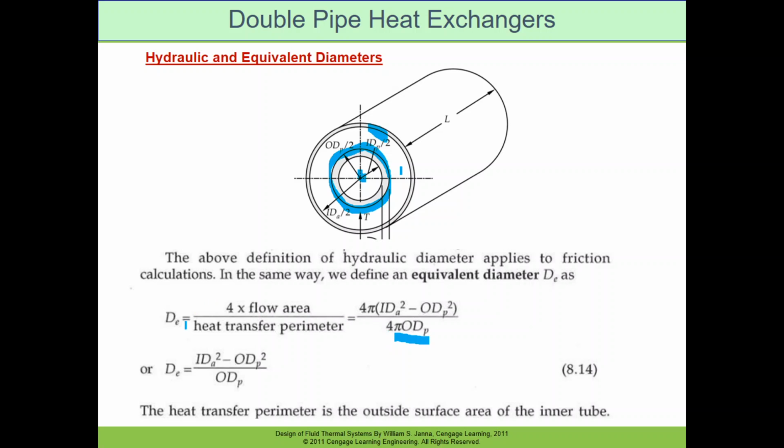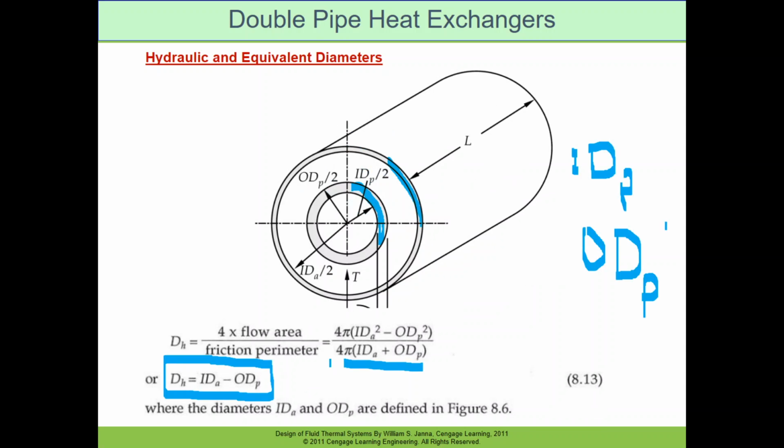Our equivalent diameter, now we call it equivalent diameter, we are not calling it hydraulic diameter. So the equivalent diameter DE is 4 times the flow area divided by the heat transfer perimeter. So 4 multiplied by pi by 4 and D, this flow area. The flow area means IDA square minus ODP square. So this gives us the equivalent diameter, the characteristic diameter, and that will be used for heat transfer calculations.